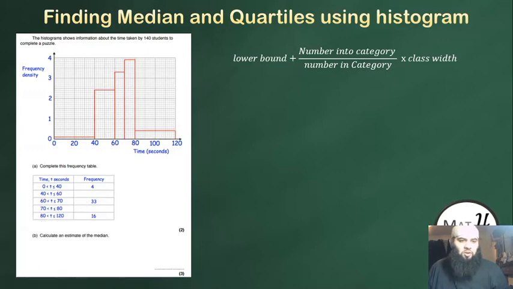So it says over here, the first question: the histogram shows information about the time taken by 140 students to complete a puzzle. This is 140 students and it's taking them this much time to complete a puzzle. So this is the information we have. They are missing information I have for frequencies. So it says complete the frequency table.